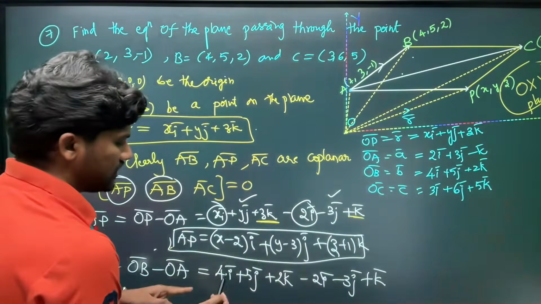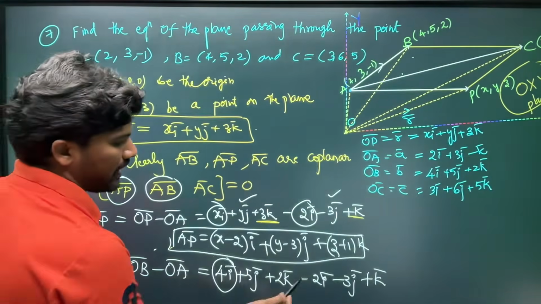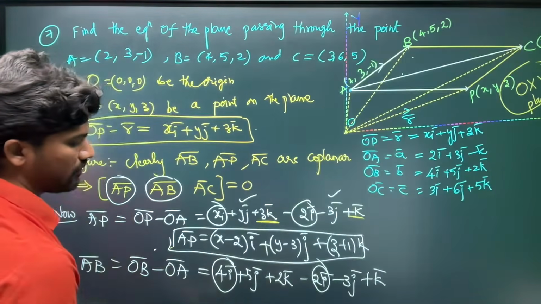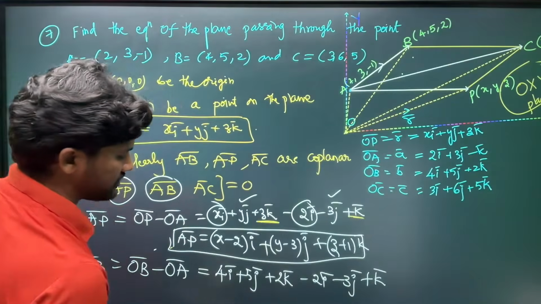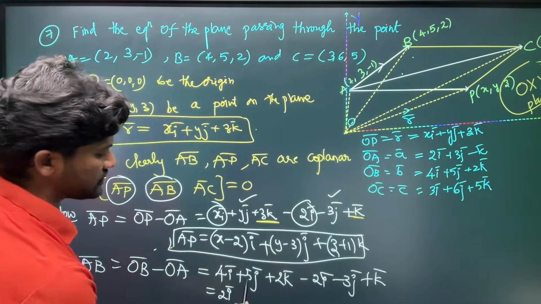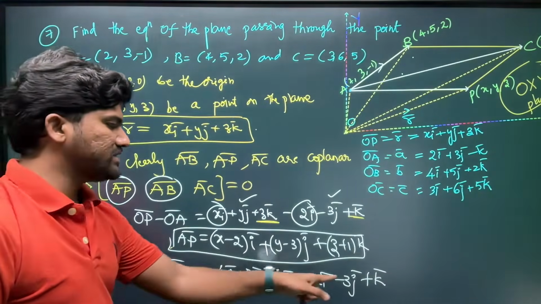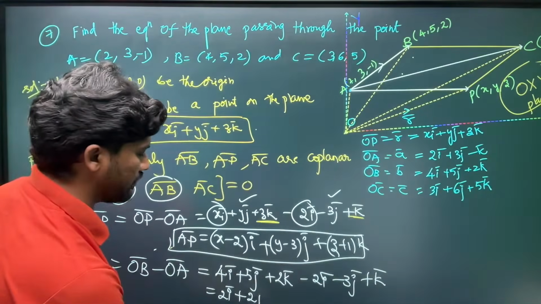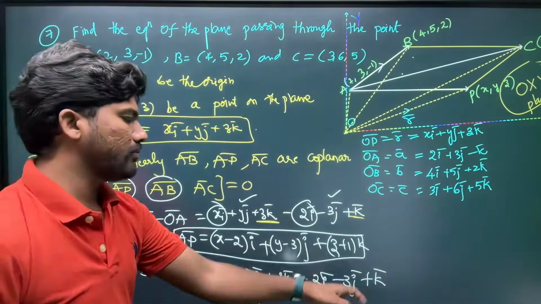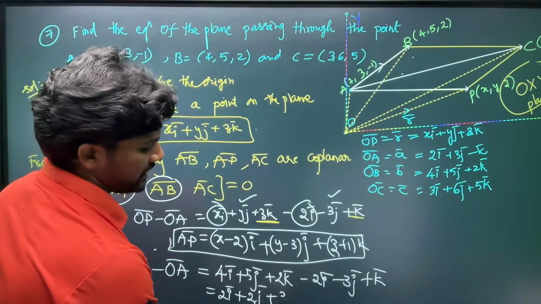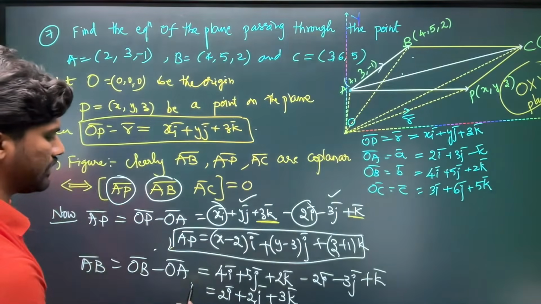So therefore now subtract the values. 4I bar minus 2I bar. 4 minus 2I, what do we get? Plus 2I. Okay, 4 minus 2 is plus 2. Plus 5J minus 3J, plus 2J bar. And plus 2K bar plus K bar, so 3K bar. This is AB bar value.